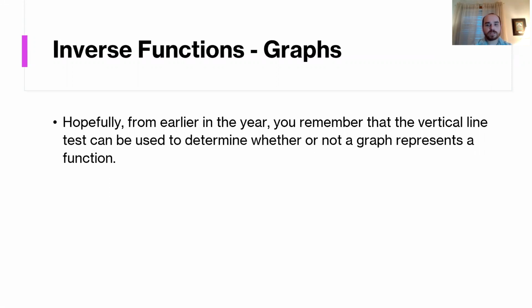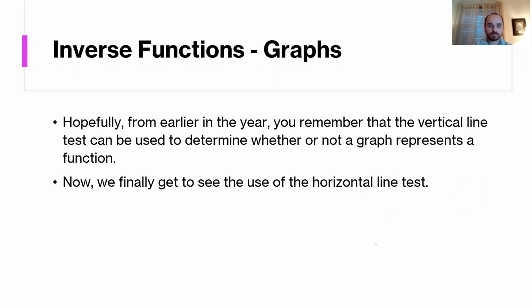So hopefully from earlier in the year, you remember the vertical line test. If we think of the function x squared, the vertical line test was used to determine whether or not this was a true function. If you could draw a vertical line through it at any point and it hit multiple times, so let's say I had a function or a graph that looked like this, then this would tell you that it is not a true function. You have to have one output for every input of x and no more than one.